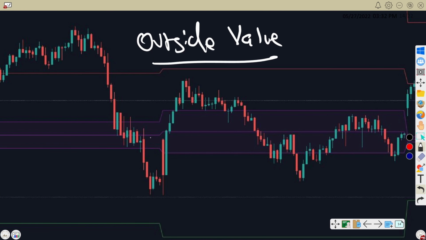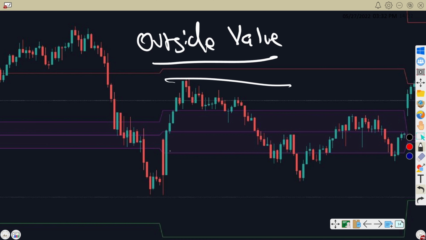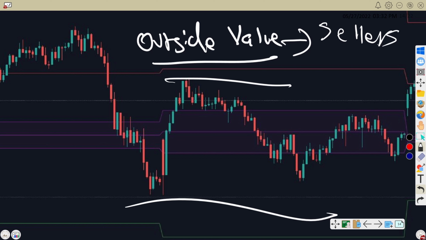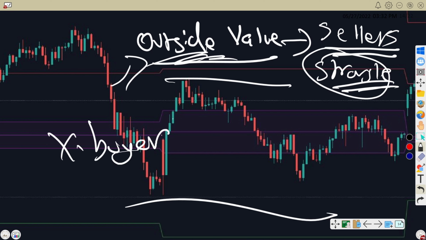See, outside value CPR, what did I tell you? So market is extremely sideways. So it's an explosive up move, then the market was sideways, came down, again went up, came down. So extremely sideways market, not for buyers. Ideally, this outside value CPR is for sellers. So sellers, a nice strangle could be placed and you can earn a lot of money with a strangle strategy on an outside value CPR. But this day, outside value day, is not for buyers.